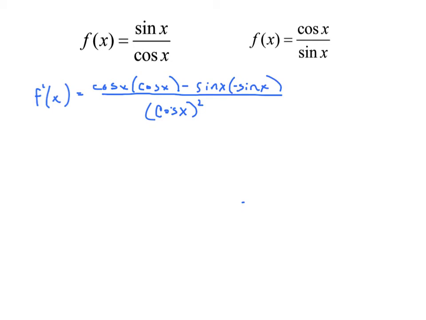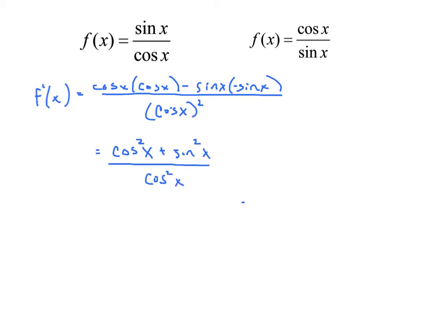Alright, well, cosine multiplied by cosine is cosine squared. Now, I want to talk notation here. A different way to write that is cosine squared of x, like that. Now, up here we got minus sine times negative sine, so it's negative sine squared. So minus a negative becomes plus sine squared of x all over cosine squared of x.